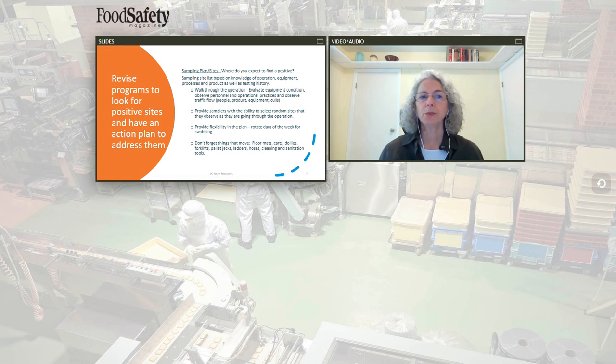And also when you're working on your site lists, don't forget the things that move around the operation, things like floor mats, carts, dollies, forklifts, ladders, hoses, etc. All these things can certainly move listeria around or be niches in and of themselves. If you do swab those, don't forget to isolate them, put them on hold, because if you have, let's say, 30 forklifts and you swab one, you want to know which one you swabbed in case you do get a positive.